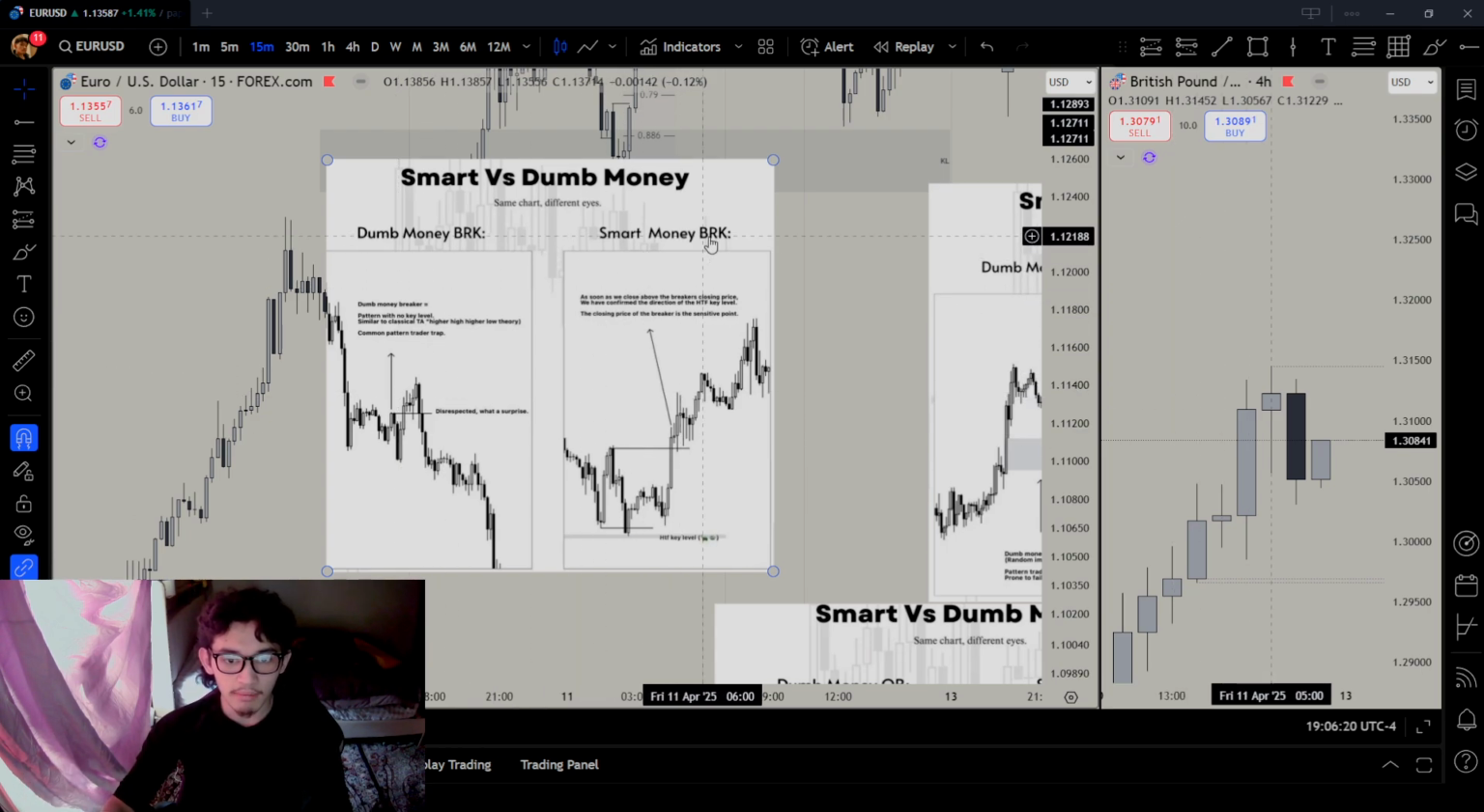A smart money breaker is this: as soon as we close above the breaker closing price, we have confirmed the direction and the high key level. The closing price of the breaker is a sensitive point. The closing price is right over here. Not the wicks, but the closing price is the sensitive point. You can see zero drawdown and it goes up higher. And you can see this breaker high. The market is making a low, high, lower low, higher high. This is the last high to sweep out the low, the highest high to sweep out the low.